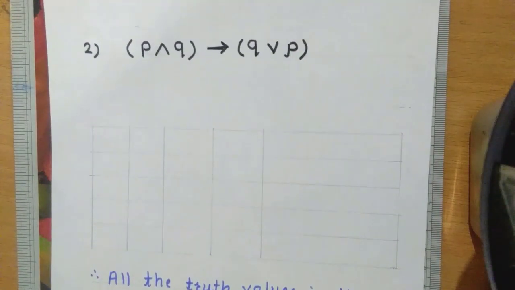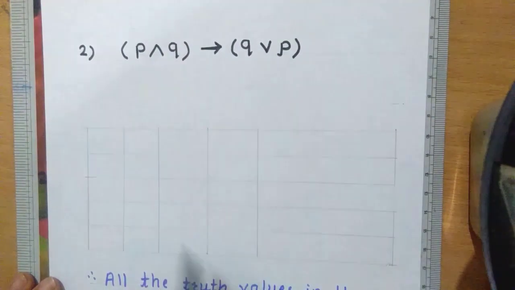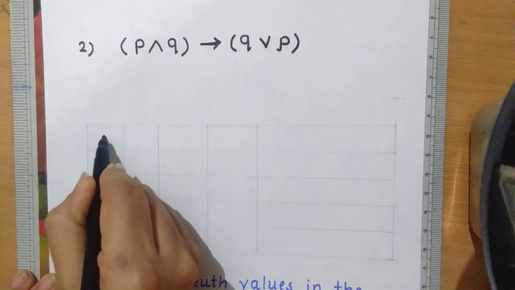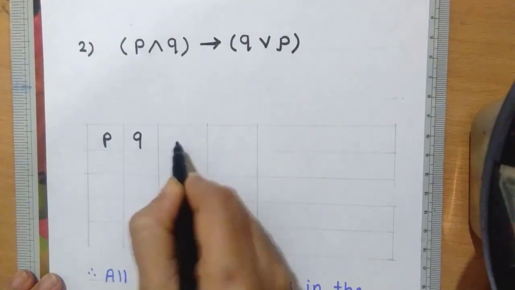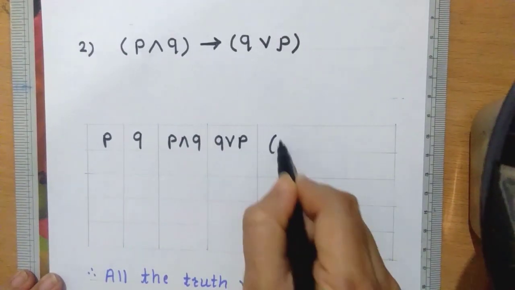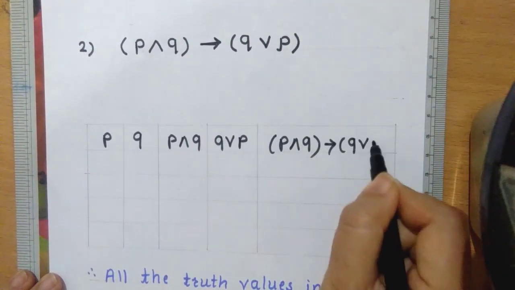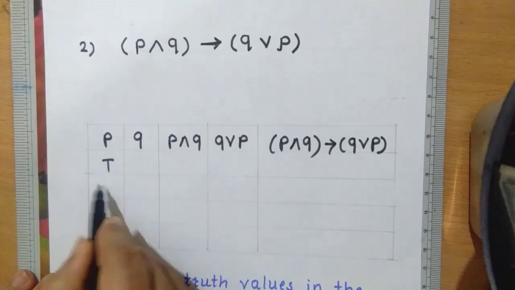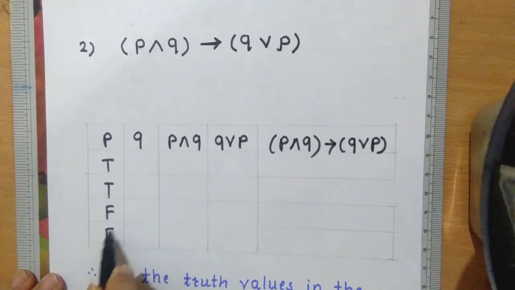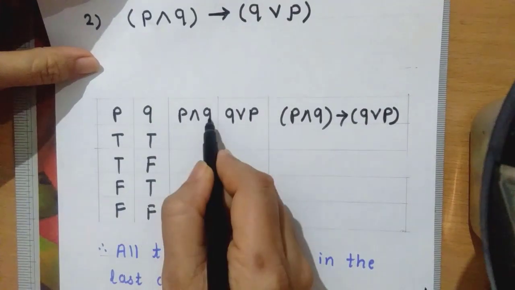In the same way, let's see the second example. Second one, P conjunction Q implies Q disjunction P. So here also we will take P, then Q, then P conjunction Q, then Q disjunction P, and P conjunction Q implies Q disjunction P. And here T, T, F, F, then write down T, F, T, F, then P conjunction Q.